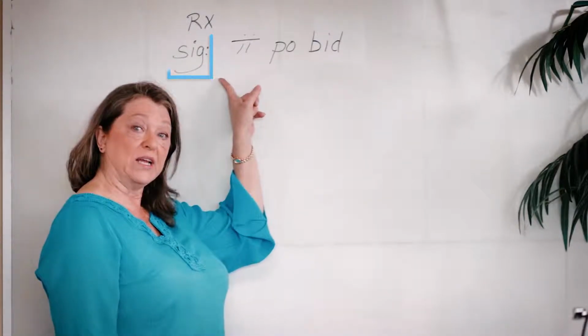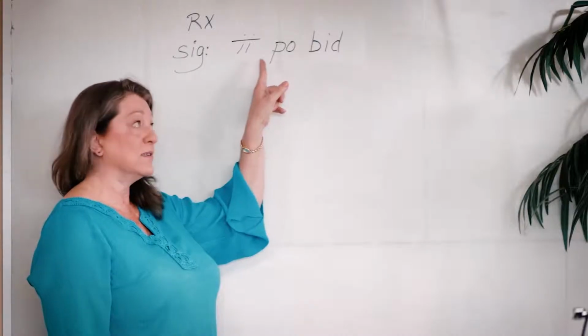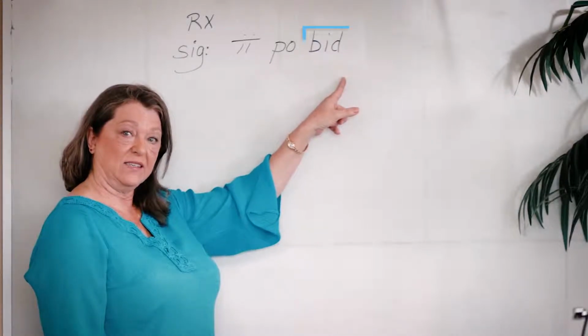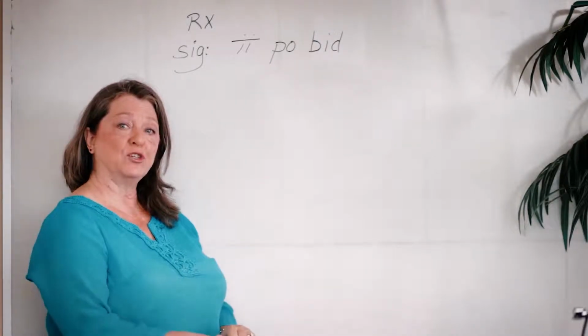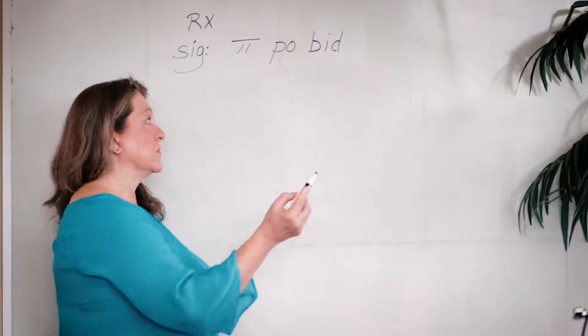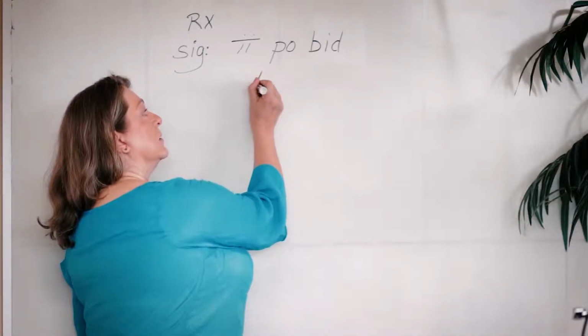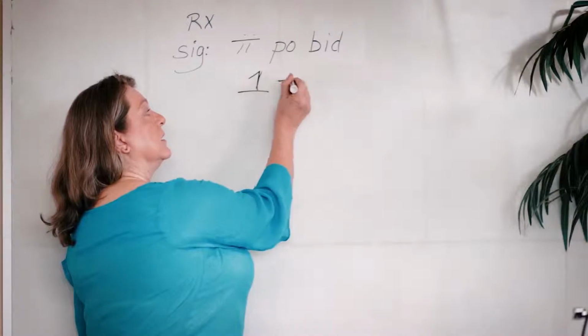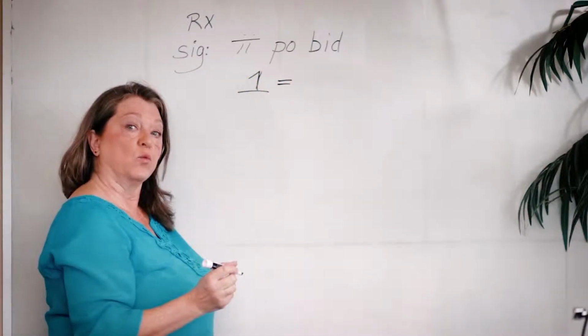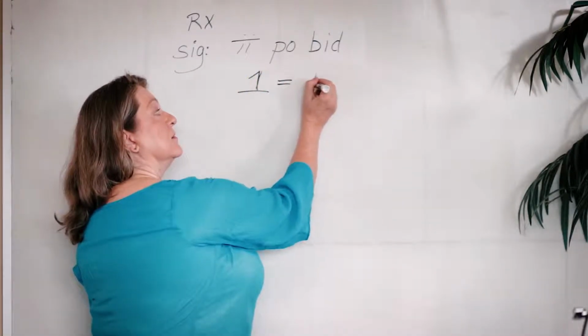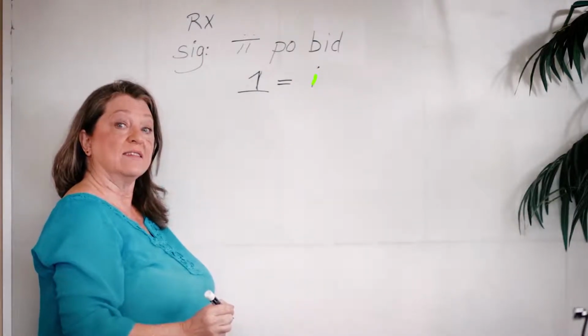The sig code reads, take 2 tablets by mouth twice a day. How do we know that's the number 2? Let's look at Roman numerals. The number 1 is identified with a Roman numeral as the symbol that looks like the lowercase i.